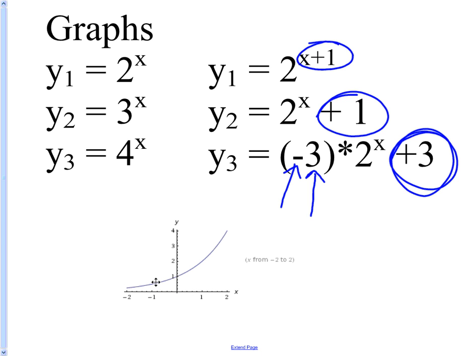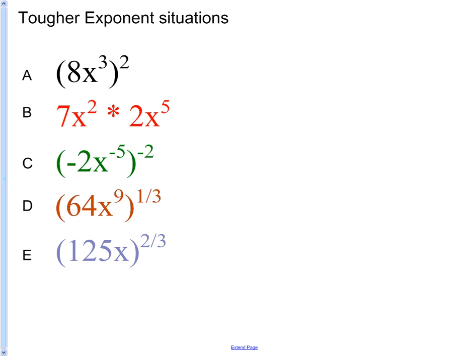All right, so next thing we talk about is tougher exponent situations. Like this kind, you know what the classic mistake is? Kids will write 8x to the 6th, and they're close, but what should it be? 64, because this has to be squared also. All right.